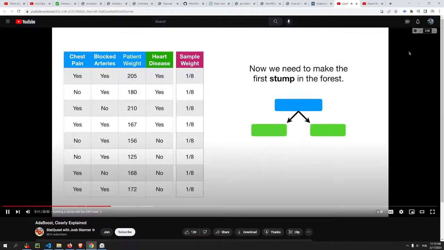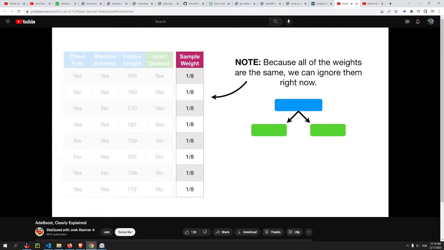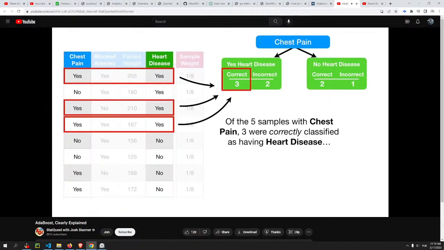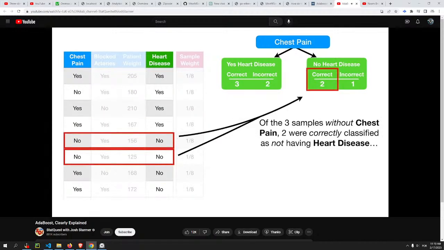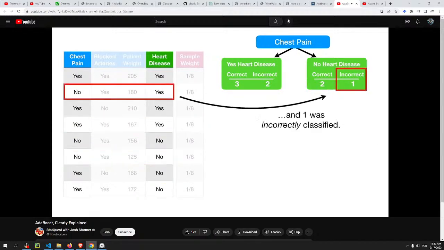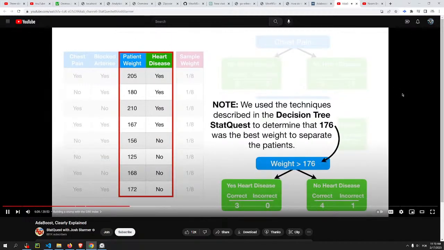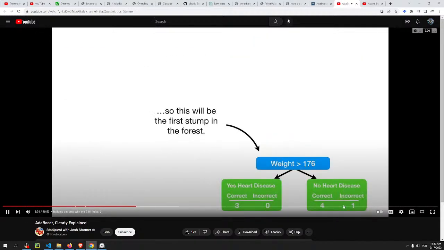Now we need to make the first stump in the forest. This is done by finding the variable, chest pain, blocked arteries, or patient weight that does the best job classifying the samples. Note, because all of the weights are the same, we can ignore them right now. We start by seeing how well chest pain classifies the samples. Of the 5 samples with chest pain, 3 were correctly classified as having heart disease, and 2 were incorrectly classified. Of the 3 samples without chest pain, 2 were correctly classified as not having heart disease, and 1 was incorrectly classified. Now we do the same thing for blocked arteries, and for patient weight. Note, we used the techniques described in the decision tree StatQuest to determine that 176 was the best weight to separate the patients. Now we calculate the Gini index for the 3 stumps. The Gini index for patient weight is the lowest, so this will be the first stump in the forest.